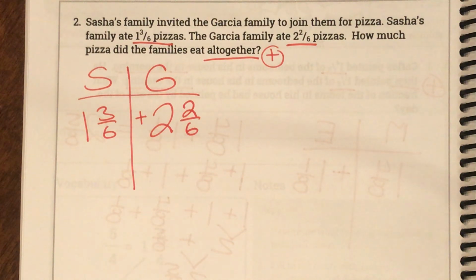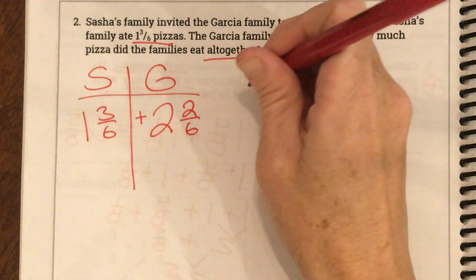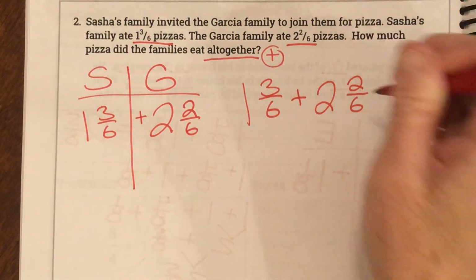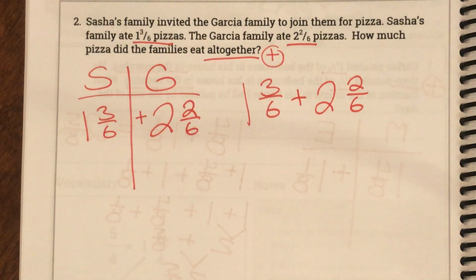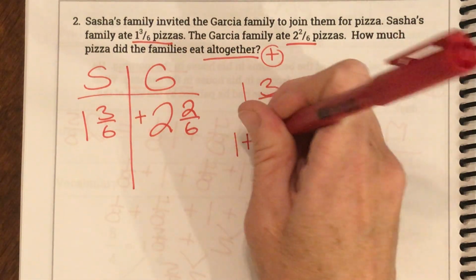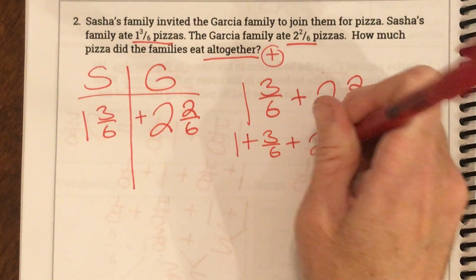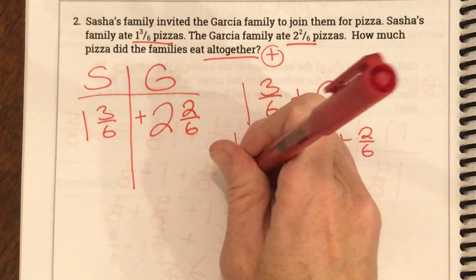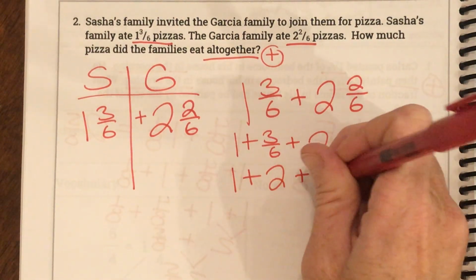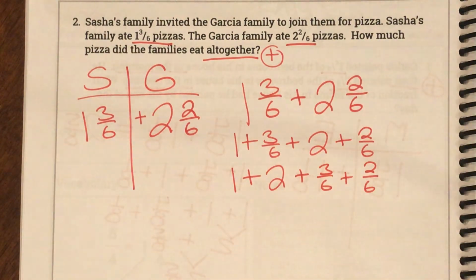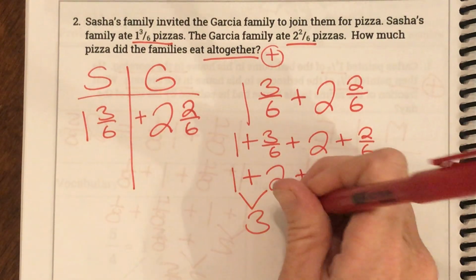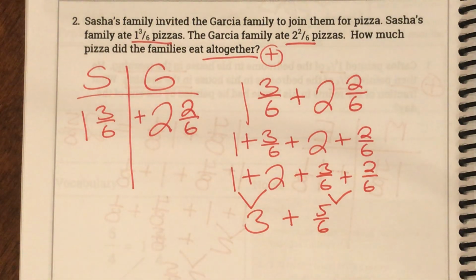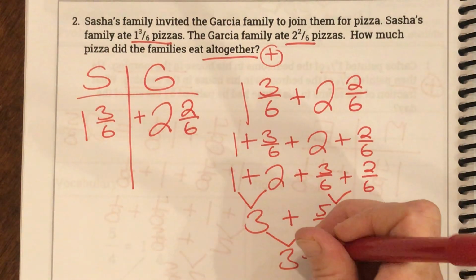Okay, so let's look at this. We have 1 3/6 plus 2 2/6. So I'm going to use my commutative property again and say I have 1 plus 3/6 plus 2 plus 2/6. And then I'm going to group my whole numbers and group my fractions. Then I'm going to add my whole numbers and add my fractions. And then I'm going to put them back together as a mixed number.